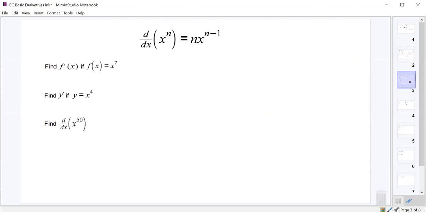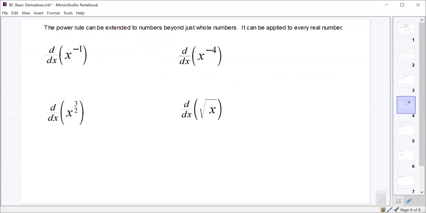Good. The derivative of x to the 7th, f prime of x, if f of x is x to the 7th, is 7x to the 6th. All right, good. And x to the 4th? 4x to the 3rd. All right, and x to the 50th? 50x to the 49. It's like we remember the power rule. That's good. We should know that the power rule can be extended not just for whole numbers, but for any real number. So what about the derivative of x to the negative 1?